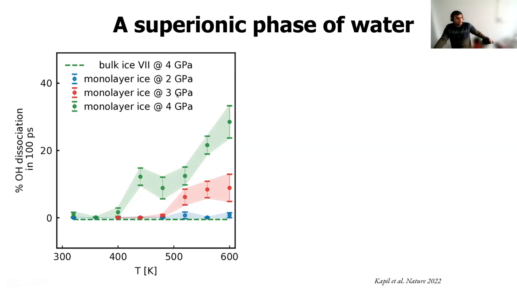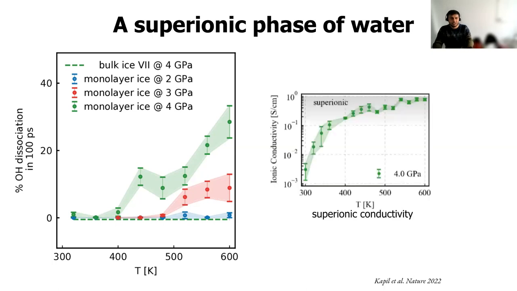The other thing that we found was at 4 GPa, we have extremely large propensities. Within a few hundreds of picoseconds, pretty much all the water molecules are dissociating here, which means that there is a lot of proton transfer. And this reminded us of the fact that bulk water has a superionic phase, but that is only stable at very high temperatures and pressures. So we wondered whether we are seeing this particular phase at accessible temperatures and pressures.